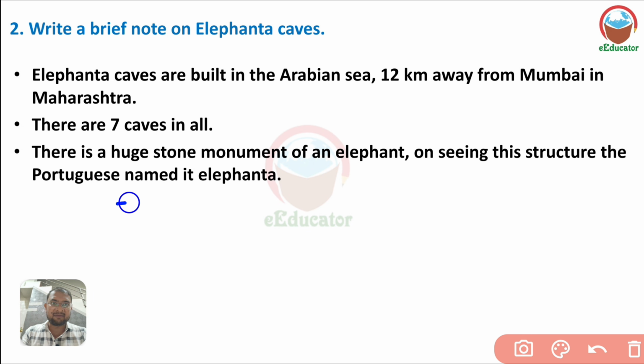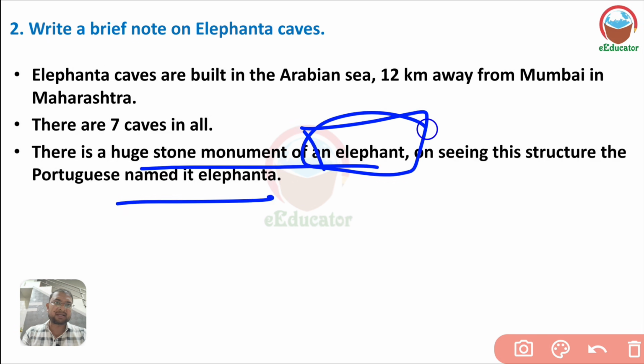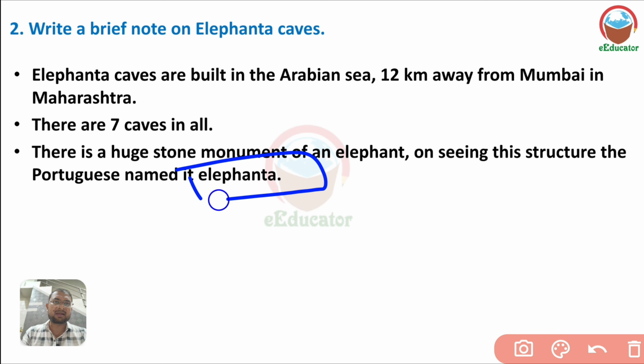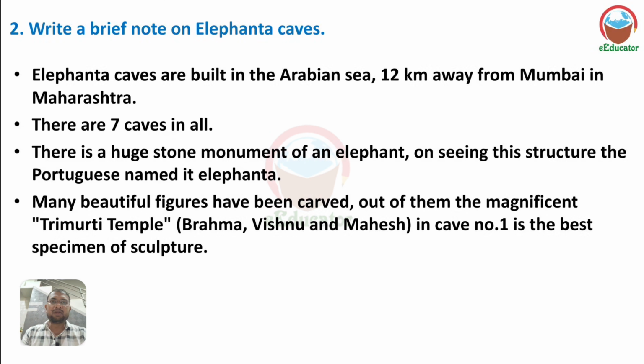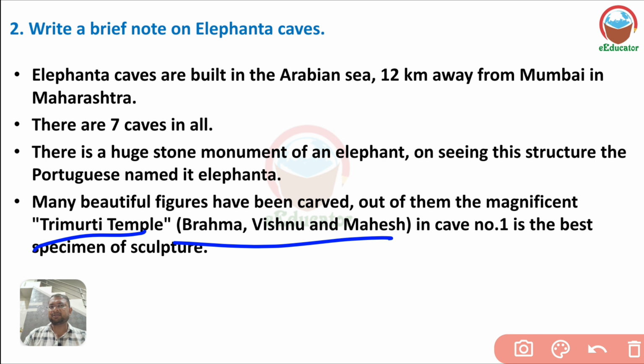How did it get the name Elephanta? There is a huge stone monument of an elephant there. After seeing it, the Portuguese named it Elephanta Caves. Many beautiful figures have been carved out of them. We find the magnificent Trimurti temple there, with Brahma, Vishnu, and Mahesh, as in the photograph given in the textbook.